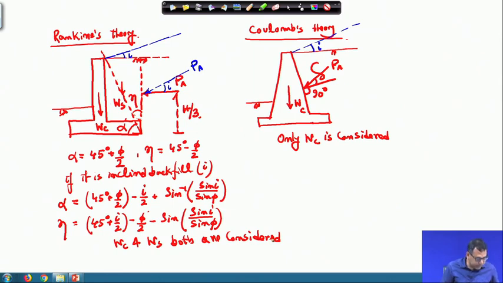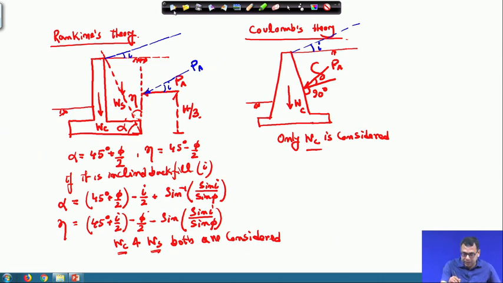So, remember that these things are very important. Okay. So, when you use the Coulomb's theory, we will use only the WC during stability calculation, but when we are using the Rankine's theory, then you have to consider both WC and WS. Okay. So, these are the basic differences between the Coulomb's theory and the Rankine's theory.